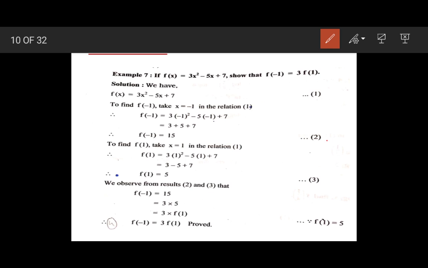Now look at equation 2 and 3. From equation 2 and 3, we know that f(−1) is 15. This 15 can be written as 3 into 5, and this 5 is nothing but f(1). Right? So that means f(−1) is equal to 3f(1). Okay?